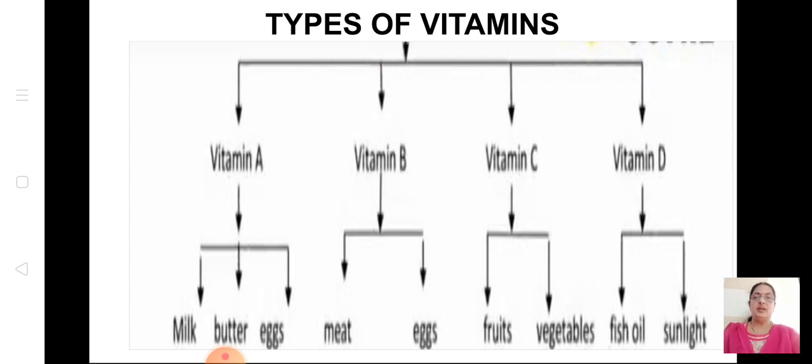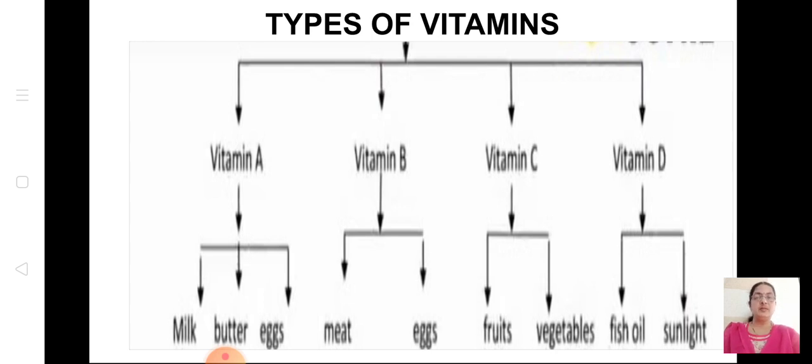Understood how to do? So what will you write? Types of vitamins. What are the 4 types you write? Just 4 branches you will make, and you will write vitamin A, vitamin B, vitamin C and vitamin D. From where do we get vitamin A? In the paragraph it is given as milk, butter, eggs. Don't put your own idea and write carrot, papaya, all those.